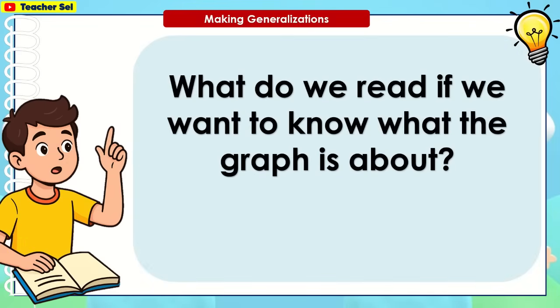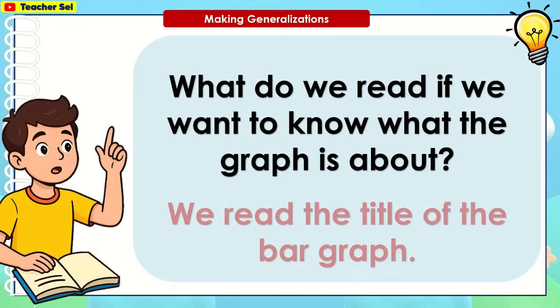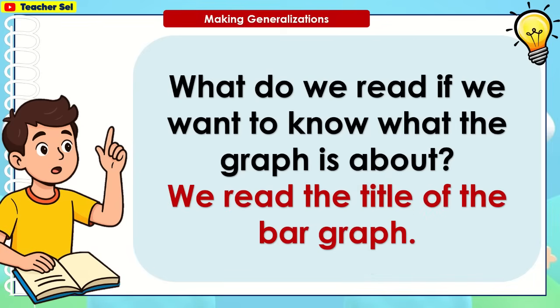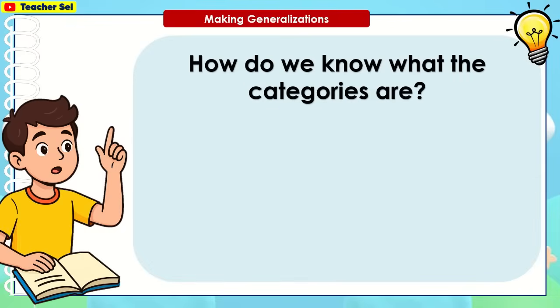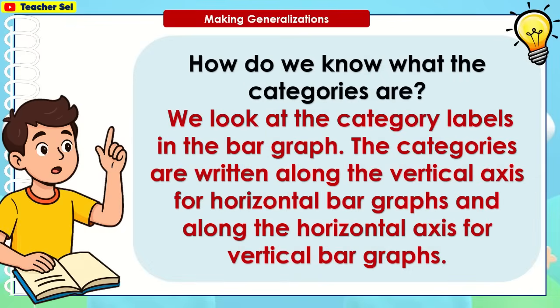What do we read if we want to know what the graph is about? We read the title of the bar graph. How do we know what the categories are? We look at the category labels in the bar graph. The categories are written along the vertical axis for horizontal bar graphs and along the horizontal axis for vertical bar graphs.